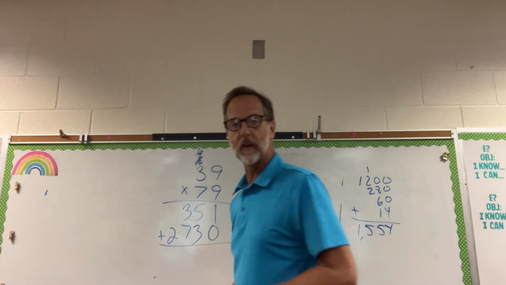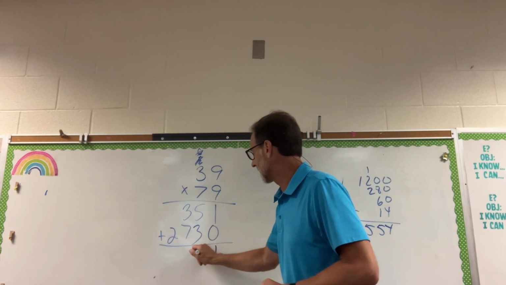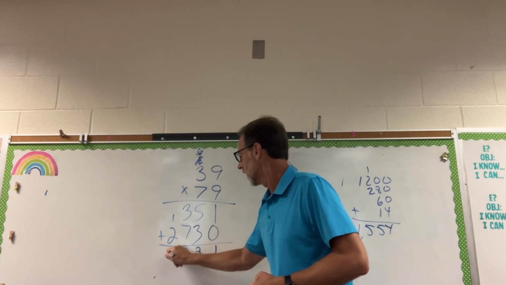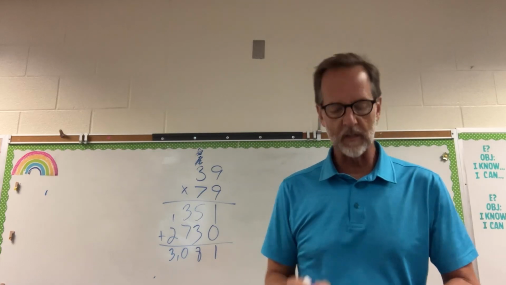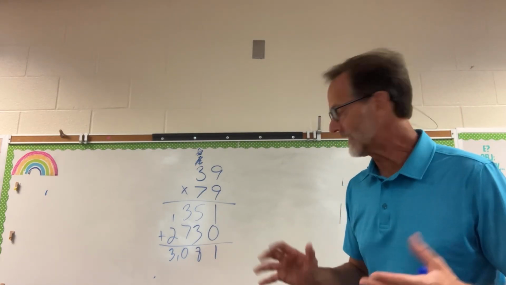And now we're going to add, okay? That's 1, 5 and 3 is 8, 3 and 7 is 10, carry the 1, and we get 3,081, okay? Getting there? Maybe, kind of? All right.